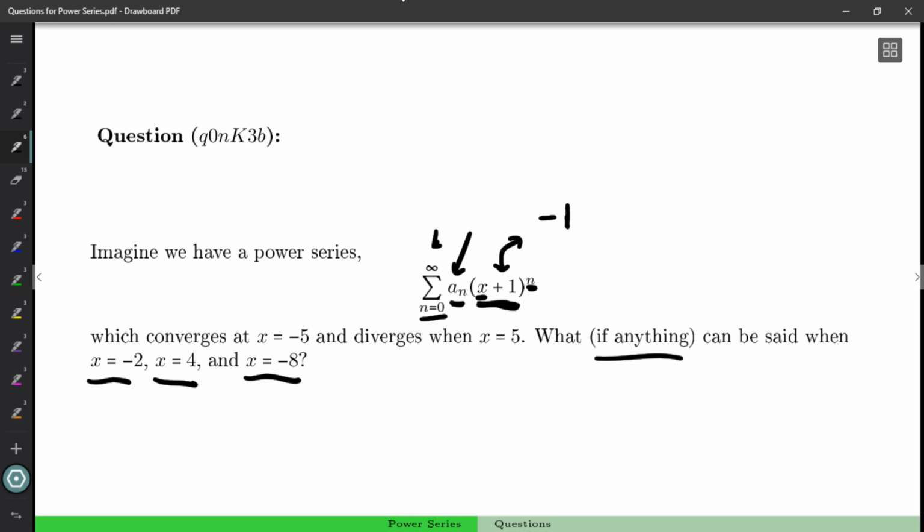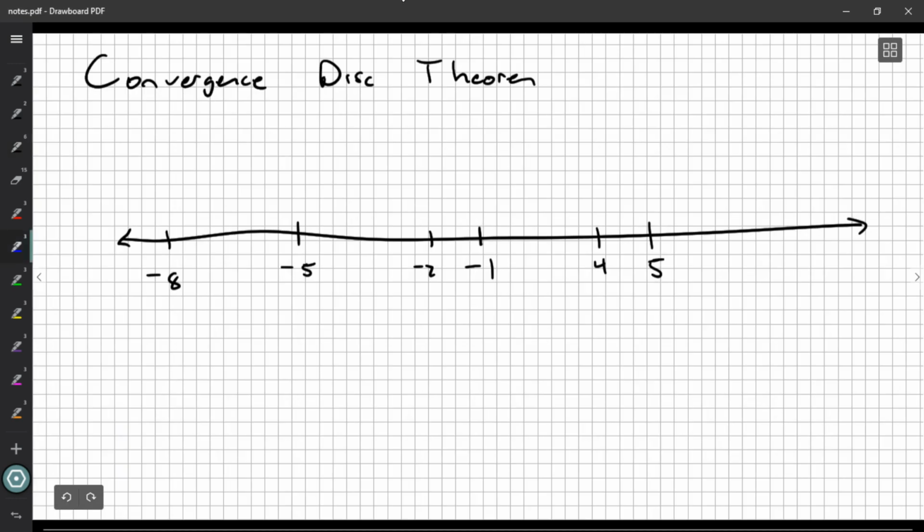So those are the values they talk about. We've got our center, negative 1, and we've got convergence at negative 5. I'm going to color code this. We've got the center here. It always converges at the center, negative 1. And it converges at negative 5, so we'll use green for convergence. And then we're told it diverges at 5. Now, how does the convergence disk theorem come into play?